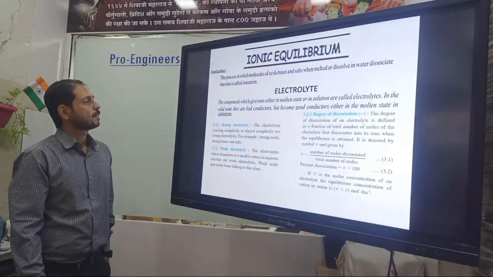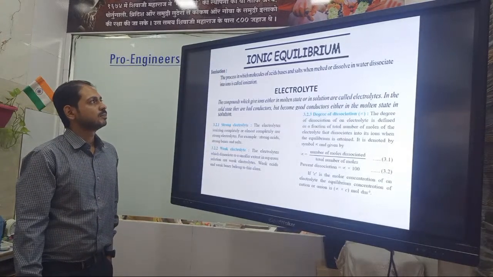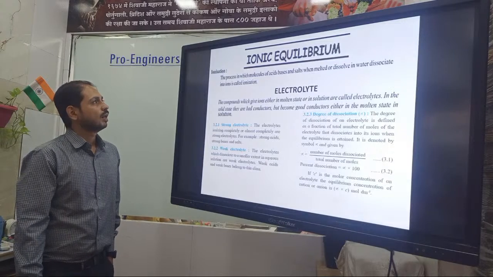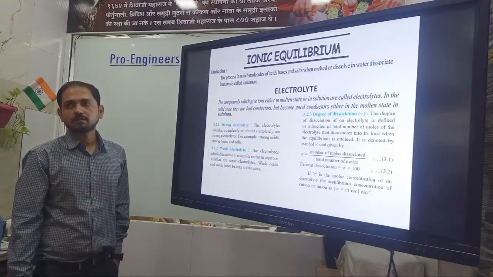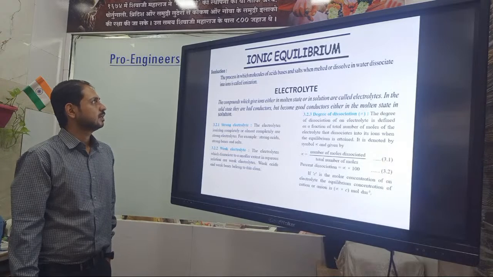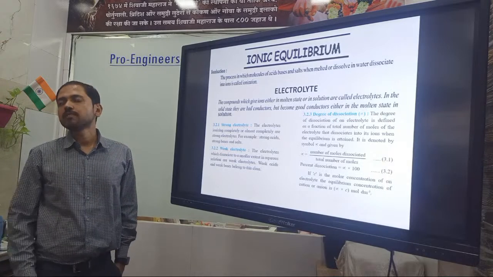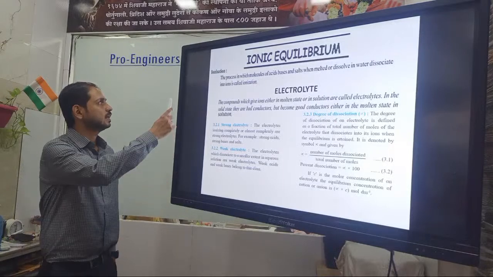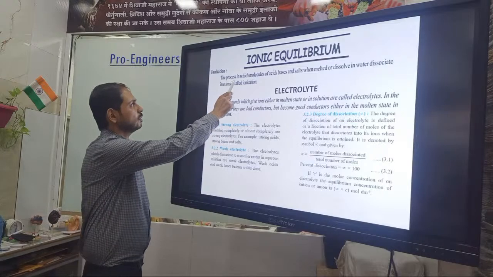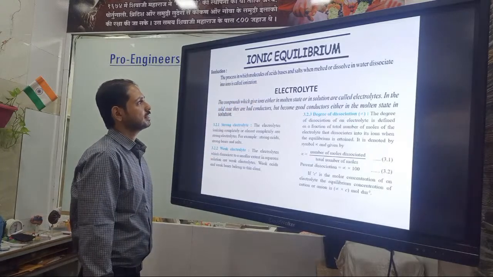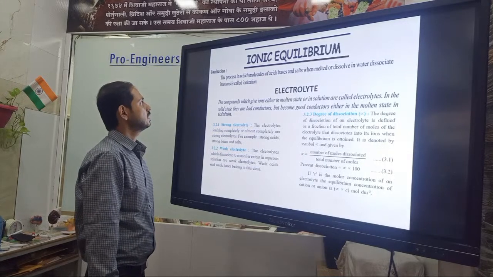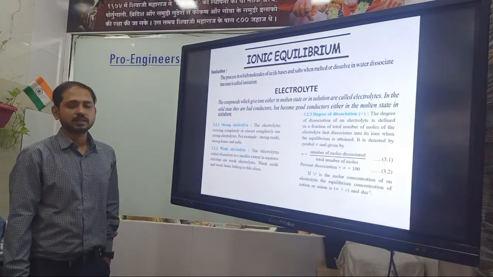How the ions will be present in the solution and how the equilibrium will be established, that we need to discuss in this chapter, right? First, all of you know what the ionization process is. The process in which molecules of acids, bases and salts, when melted or dissolved in water, dissociate into ions is called ionization.